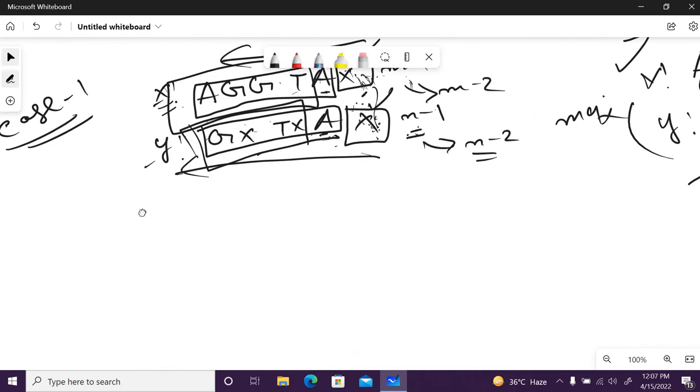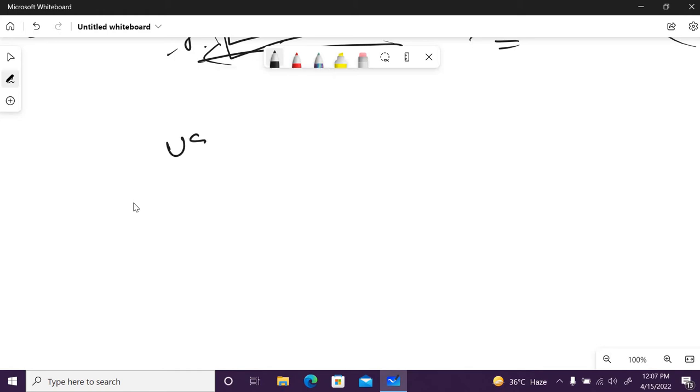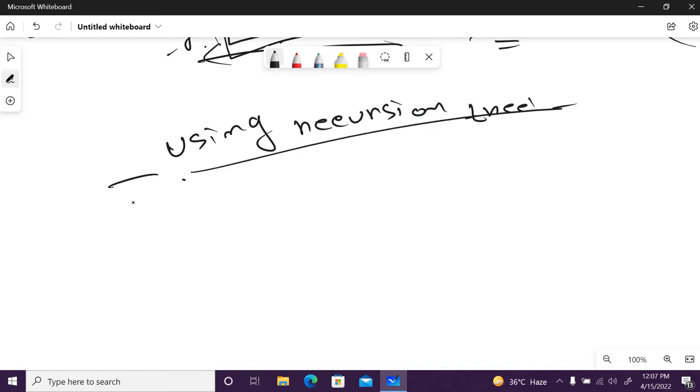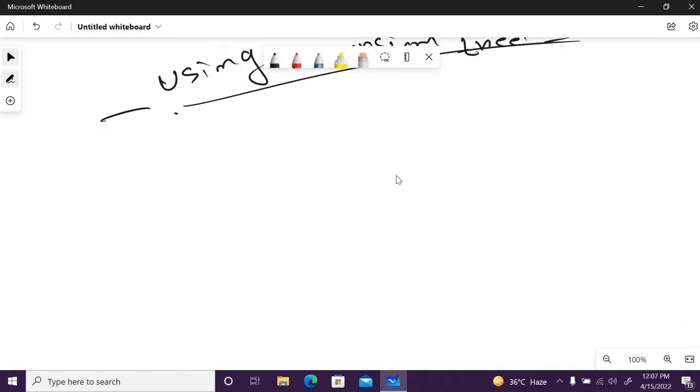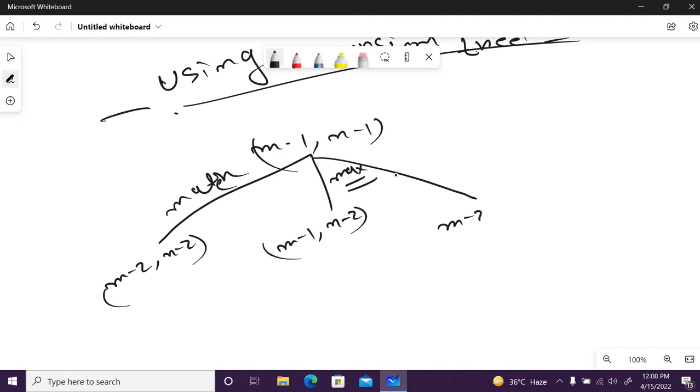So, how to solve this problem using a recursion tree? Using a recursion tree, we have at first m minus 1, n minus 1. We are dividing into 3 parts, whether it is matched or if it is not matched, then I will take the maximum of them both. If it is matched, then it will be m minus 2, n minus 2. Here it will be m minus 1, n minus 2. Here it will be m minus 2, n minus 1.